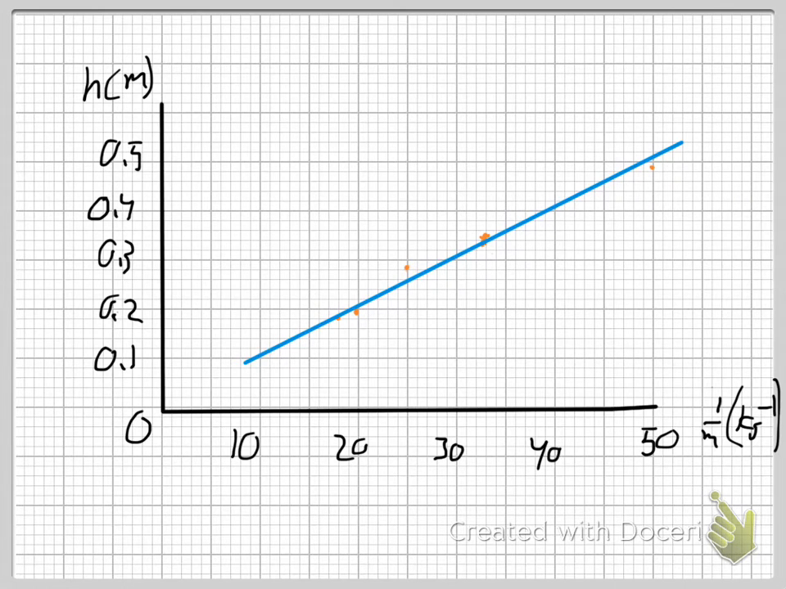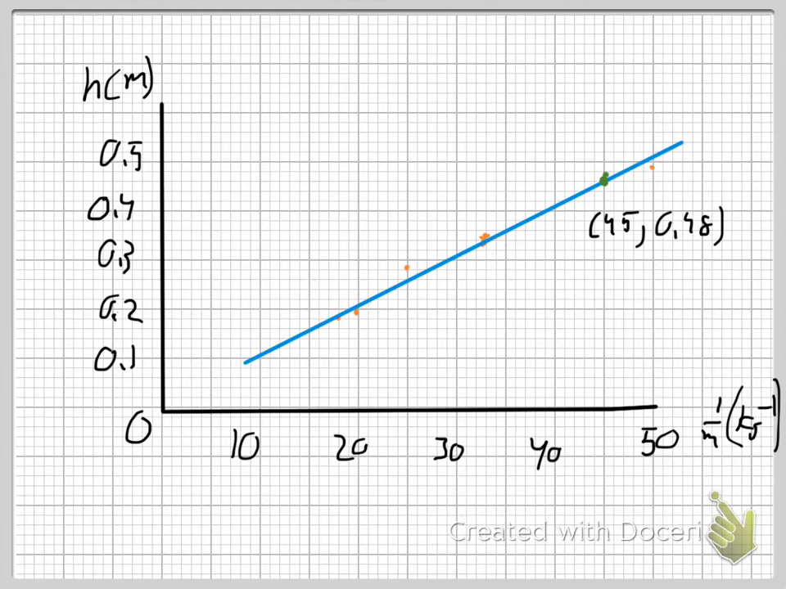Alright, my graph may not be the easiest, but let's try to estimate maybe 2 points here. Let's see. This point right there seems pretty good to me. So this is going to be 45 and 0.48, it looks like to me.